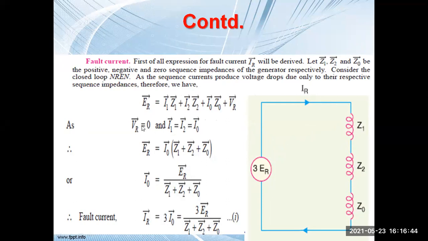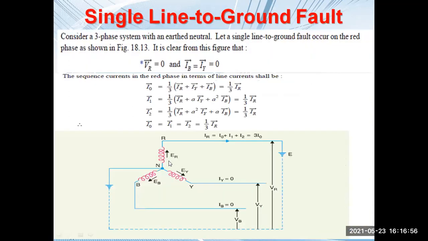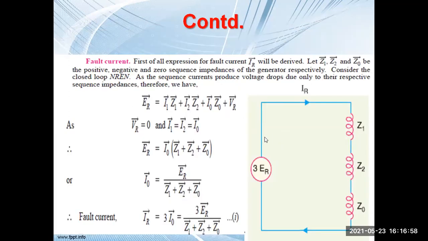Now let us say ER equal to I1 Z1 plus I2 Z2 plus I0 Z0 plus VR, because the internal EMF will be equal to terminal voltage plus voltage drop across all sequence networks. So that is I1 Z1 plus I2 Z2 plus I0 Z0. Is this expression clear?